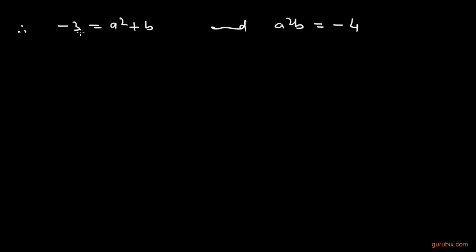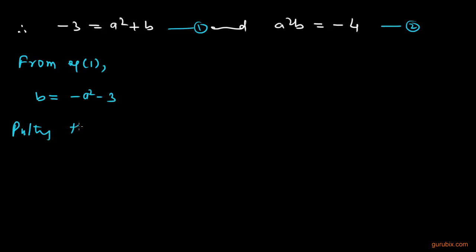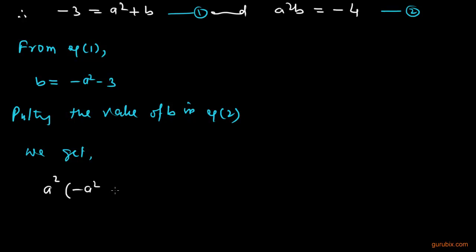We shall let this be equation number 1 and this be equation number 2, and we shall use the substitution method. For that we shall start from equation number 1. From equation 1 we have b equals minus a square minus 3, and now we shall put this value in equation 2. Putting the value of b in equation 2, we get a square into minus a square minus 3 equals minus 4.